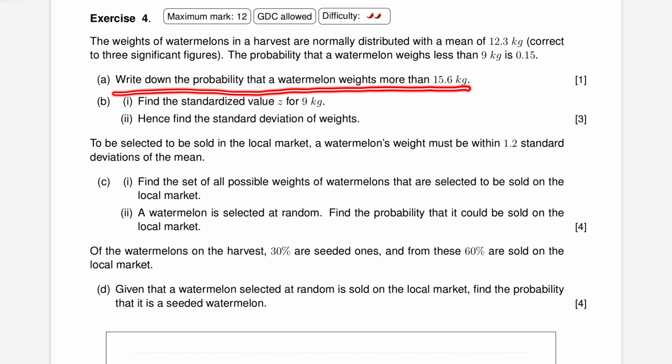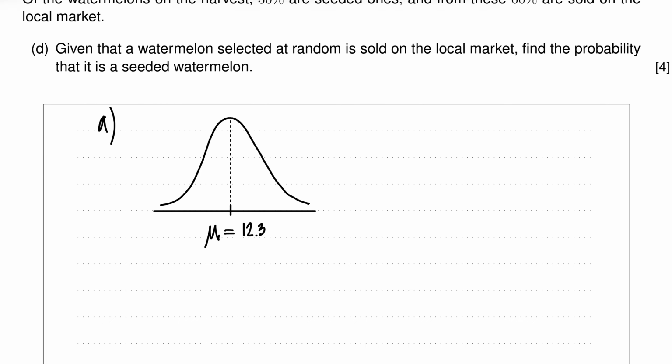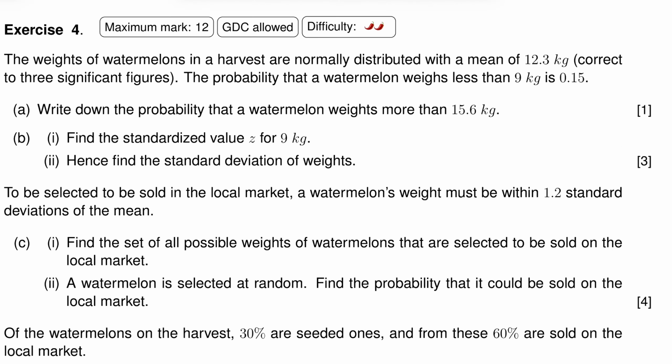In question A, we're asked to write down the probability that a watermelon weighs more than 15.6. And it seems like we're not going to be able to do that given that we do not have the standard deviation. Notice the command term, write down. Write down means it shouldn't take any calculation whatsoever for you to determine the answer for this question. And how is that the case? Well, by sketching a bell curve and illustrating the mean over here in the middle, as it should be, of course, as 12.3 kilograms, or let me just write 12.3.